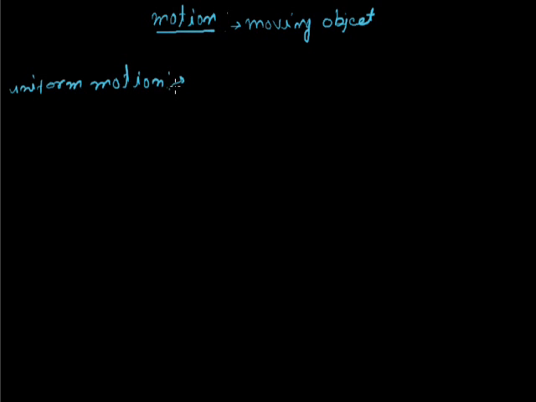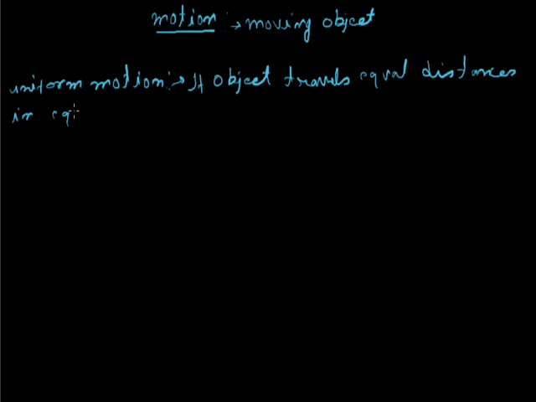In uniform motion, if an object travels equal distances in equal intervals of time, this is known as uniform motion.